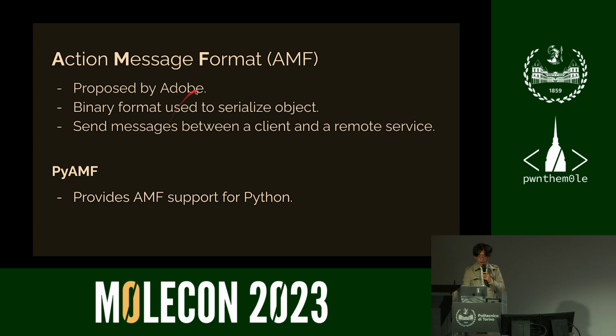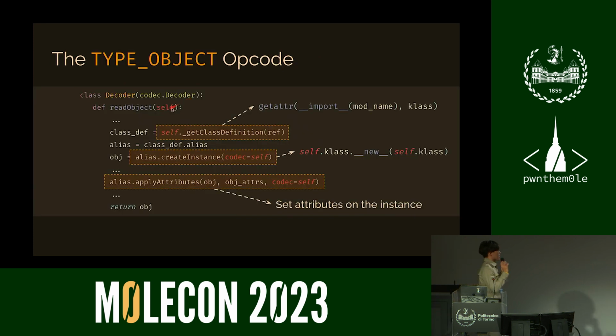This is the PyAMF module. AMF is also a serialization format. It's Action Message Format, proposed by Adobe, and it's a binary format. It's a little bit complicated to describe all the functions it has, but let's focus on this opcode. It has a type object opcode here, and that's how it works. You can import any class you want, like this, and it can new it, not just call it, using this kind of syntax.